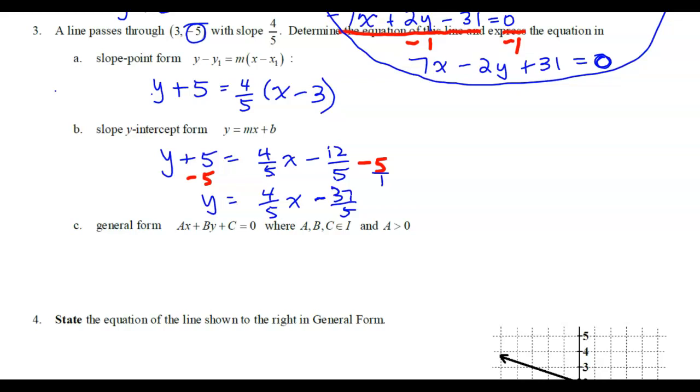Okay, and then general form, well, if you've already got it in slope y-intercept form, then for general form, first thing, get rid of the fractions. Can't have any fractions, so I would take that previous one, multiply both sides by 5.